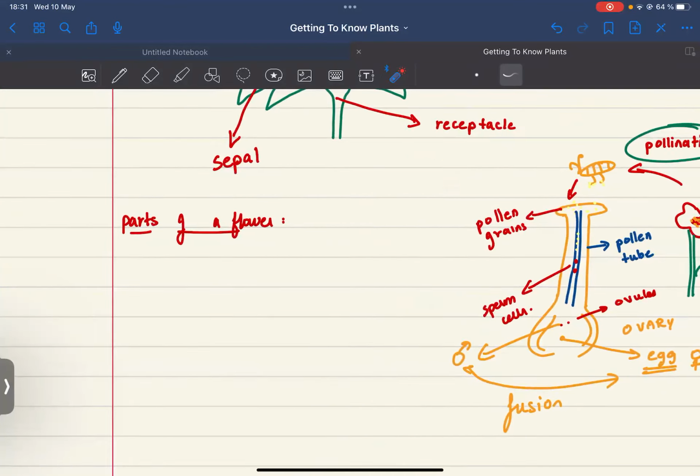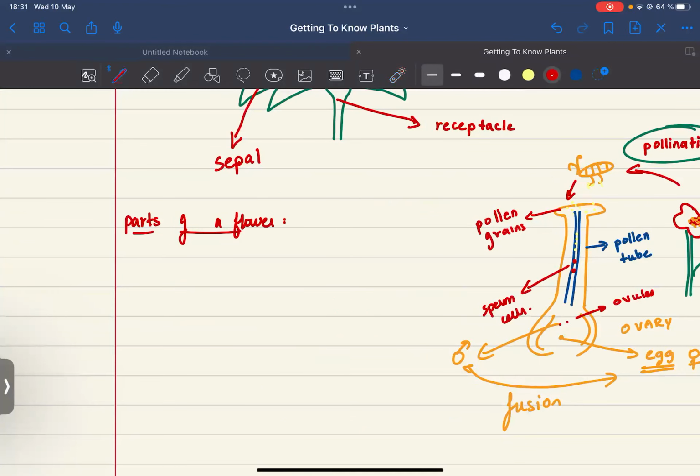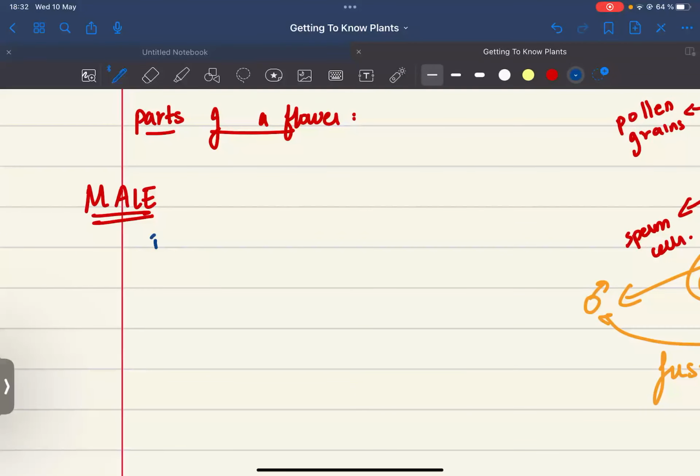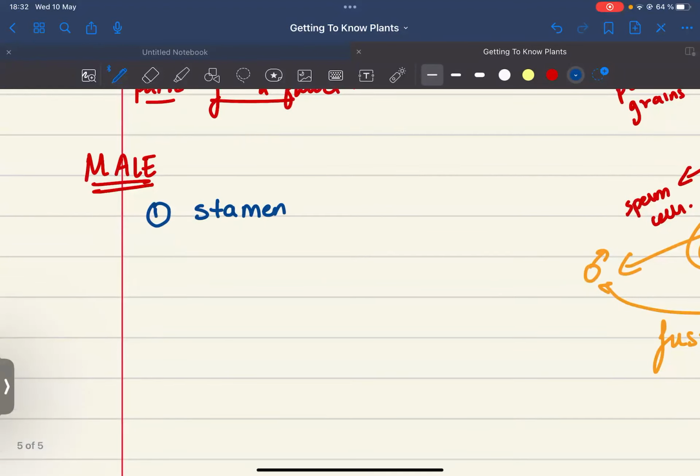Okay. So now going to the parts of the flower. First, we'll talk about the male parts. The male part of the flower is the stamen. Stamen consists of the anther on the top. And what is the second part?